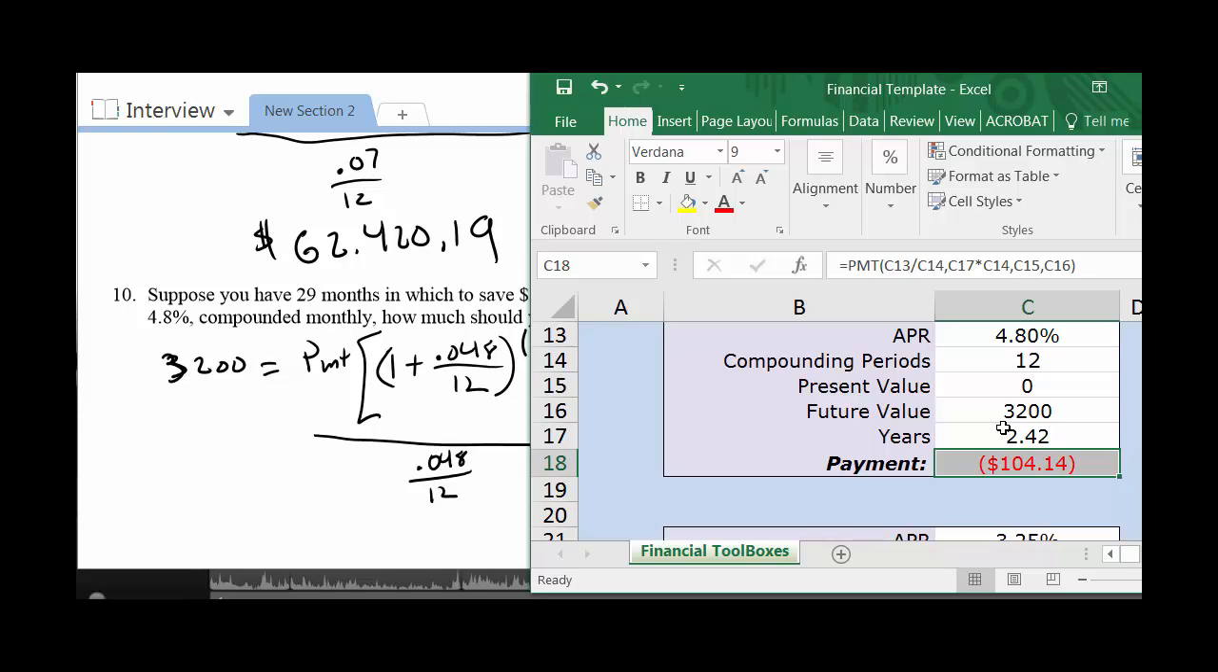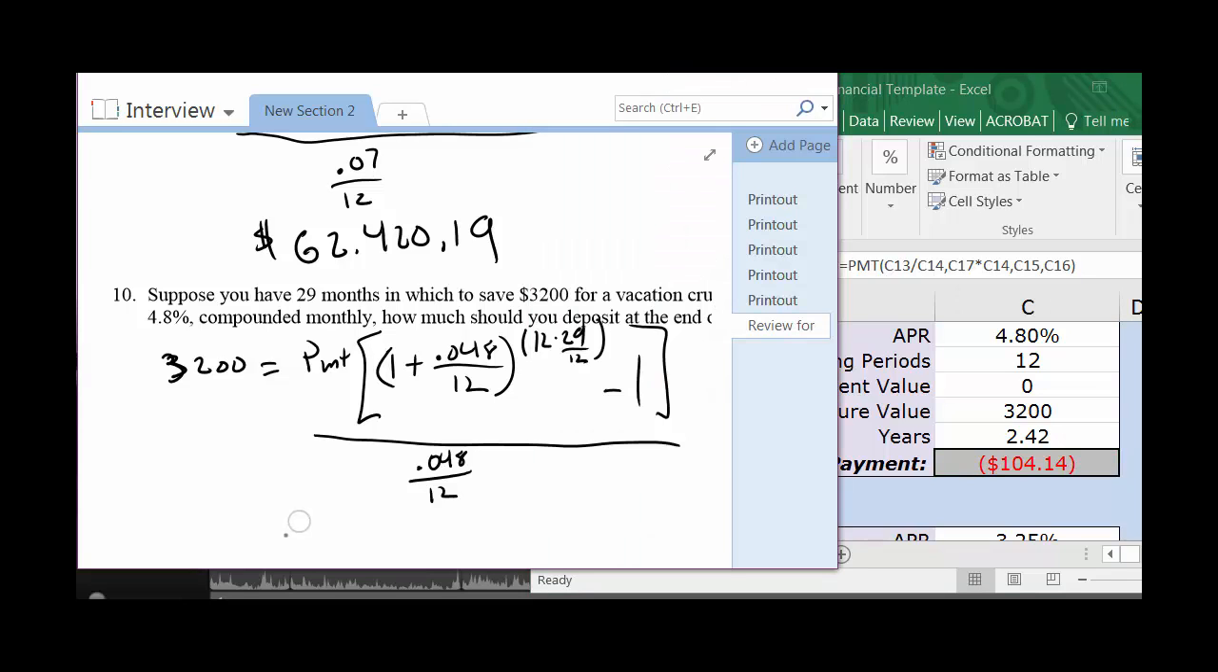So according to this then, if we set aside $104.14 each month, we should have $3,200 set up at the end of the 29 months. And again, that does match what the calculator gave us as well.